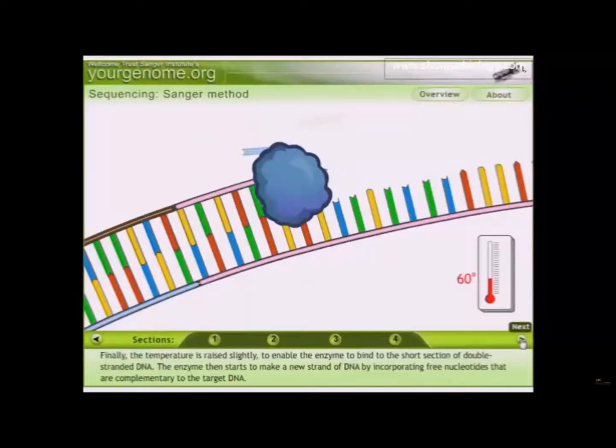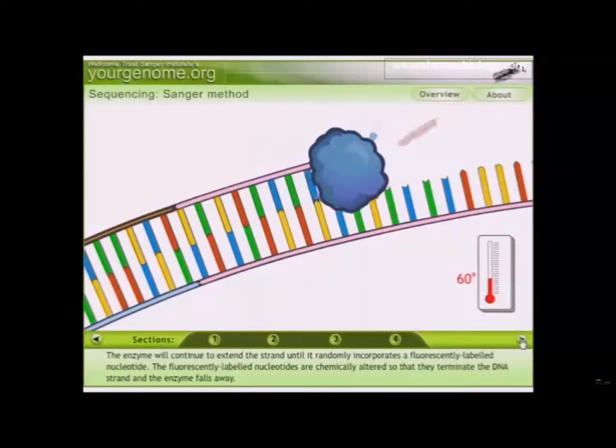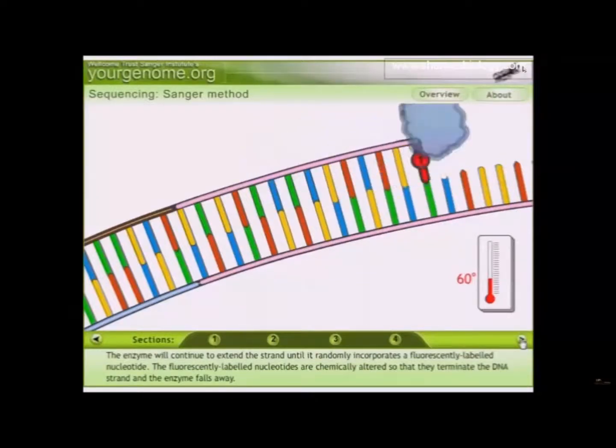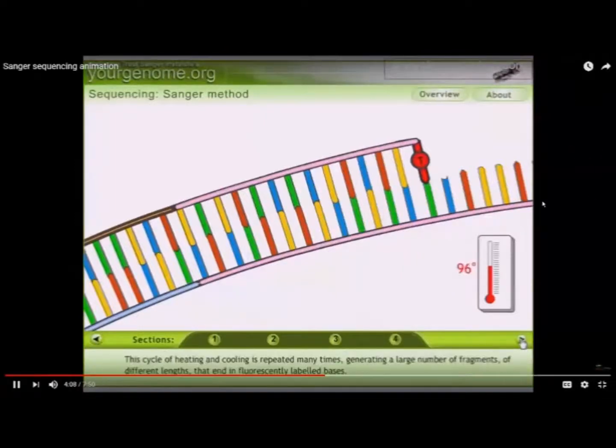Now the enzyme starts to make a new strand of DNA by incorporating free nucleotides that are complementary to the target DNA. For this, we must slightly raise the temperature from 50 degrees Celsius to 60 to 65 degrees Celsius. The enzyme will continue to extend the strand until it randomly incorporates a fluorescently labeled nucleotide. The fluorescently labeled nucleotides are chemically altered so that they terminate the DNA strand synthesis, and the enzyme falls away.